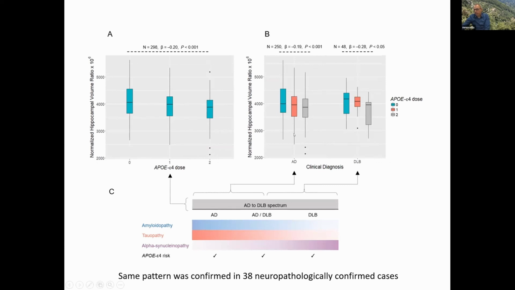When we look at the breakdown based on Alzheimer's versus DLB patients, we see the same pattern. The only difference is that hippocampal volumes were smaller in the AD cases than in the DLB cases, which is what we would expect on average. We also saw a similar pattern in 38 neuropathologically confirmed cases. So this was one study that shows that hippocampal volumes may be an endophenotype by which ApoE4 can moderate the disease process underlying both DLB cases and Alzheimer's cases.